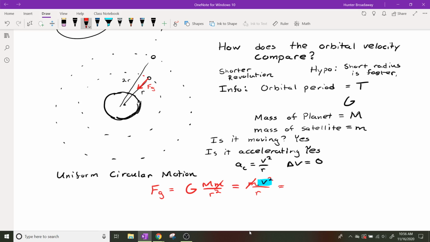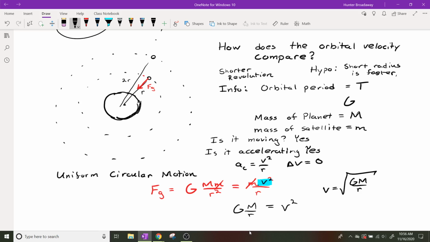So, let's solve for v. That's what I want to do. I'm going to move the r up to the top, so it's G M, big M, over r, because one of the r's is going to cancel out, is equal to v squared. So it'd be the square root of GM over r. So the velocity is equal to the square root of GM over r.